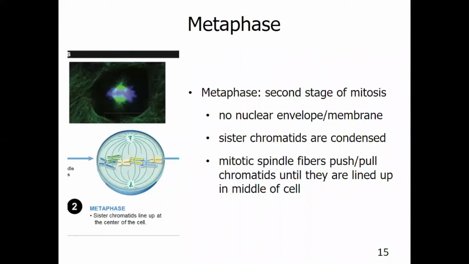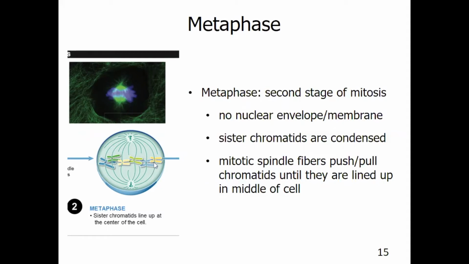The second stage of mitosis is called metaphase. In metaphase, we still see our sister chromatids in their condensed or compact form. Again, they almost look like a letter X. And in metaphase, these chromosomes line up in the middle of the cell. We can see this in the fluorescent image above. All of these purple lines here are sister chromatids.